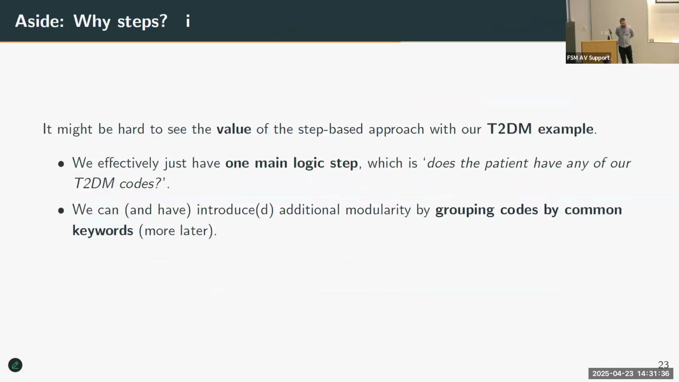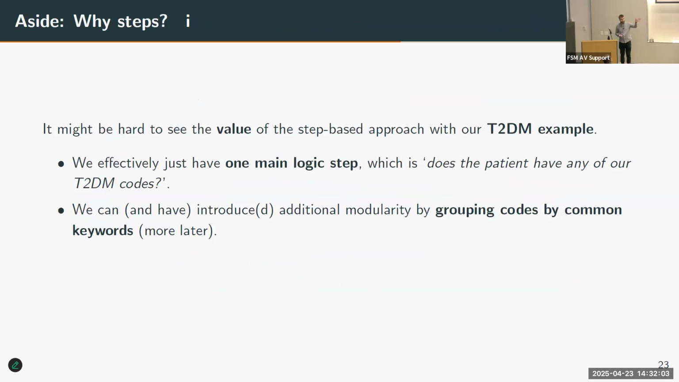So some of you are probably thinking, and I've had conversations to this effect just this very week, why is this helpful, especially for simple use cases? Why do I need these steps, when really I'm just doing one thing in my phenotype, which is, does this patient have any of the T2DM codes? And you're absolutely right. For these simple use cases, it's probably less clear why having a step-by-step approach is important.